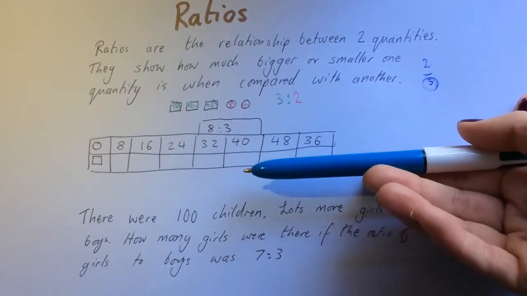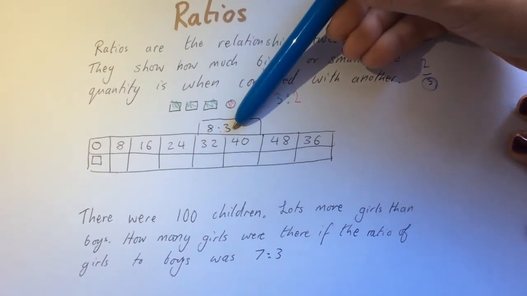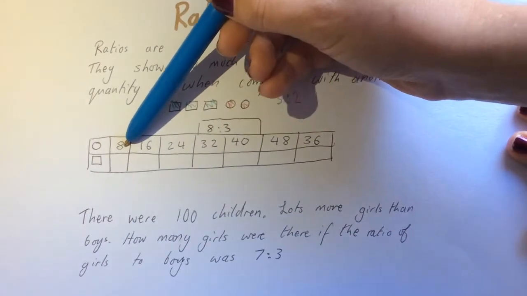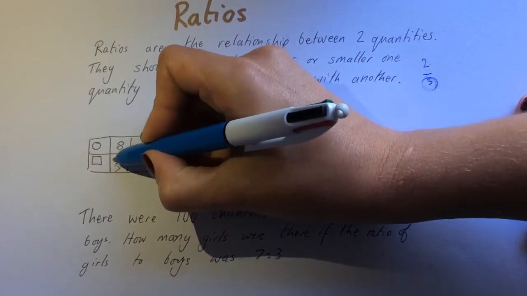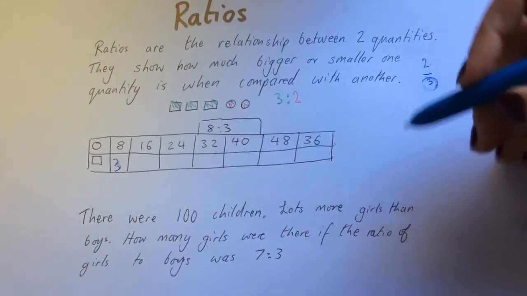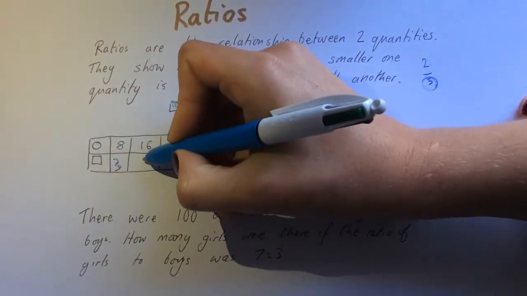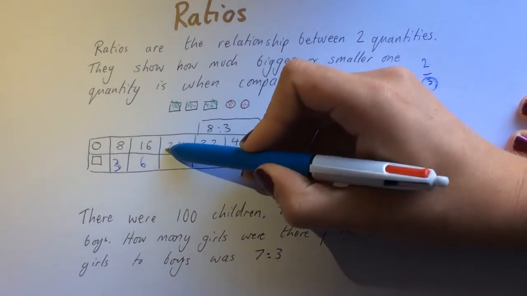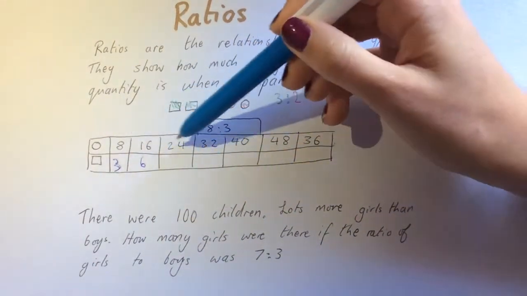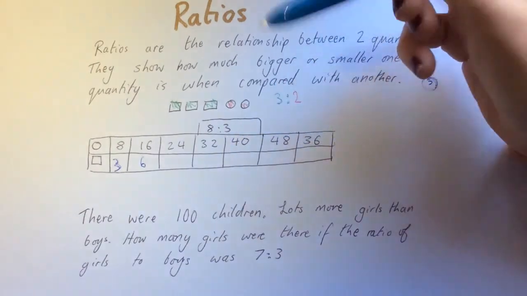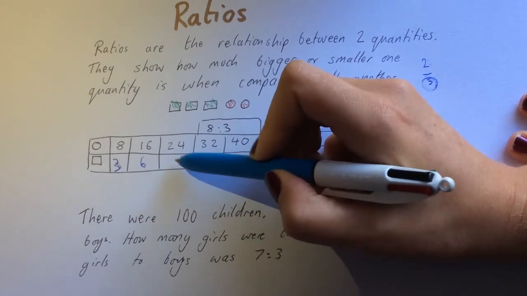Okay, so we're going to look at this question here. I've got a table here. The ratio for this question is 8:3. So for every 8 circles, there are 3 squares. So if I double my 8, then I have to double my 3. And as you can see, it's going up in a multiplicative pattern here. So 8, 16, 24, 32, 40, 48. And it gets to this 36. So I'll just continue in my multiplication pattern here as well.